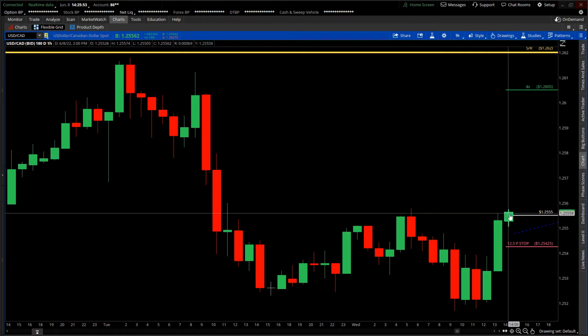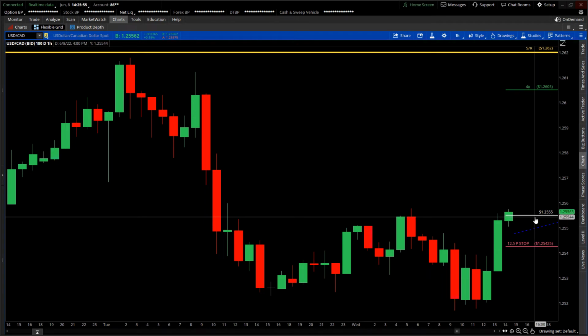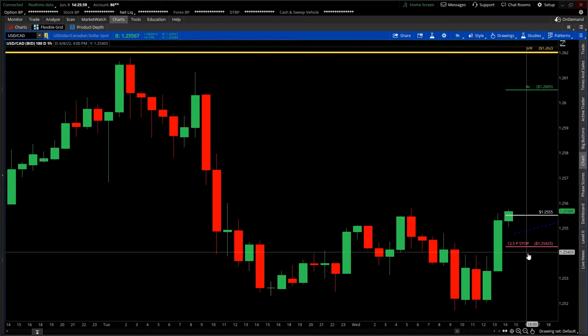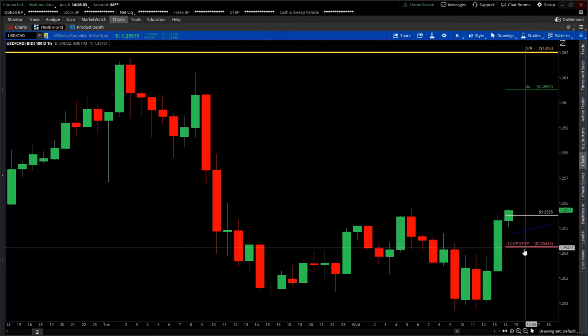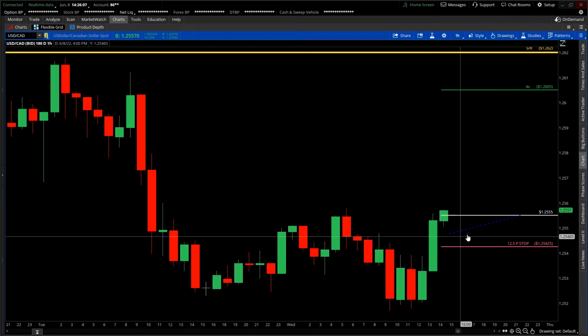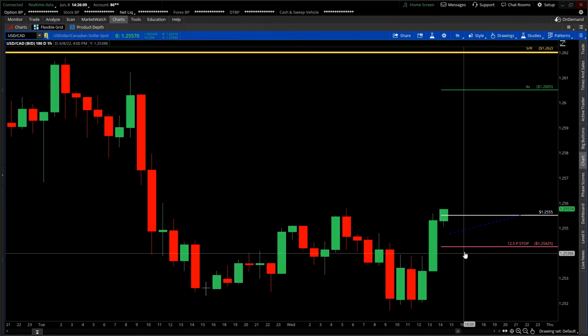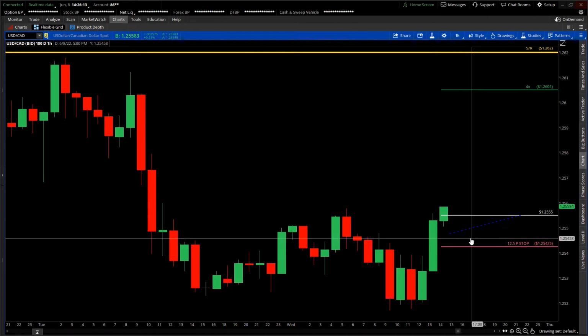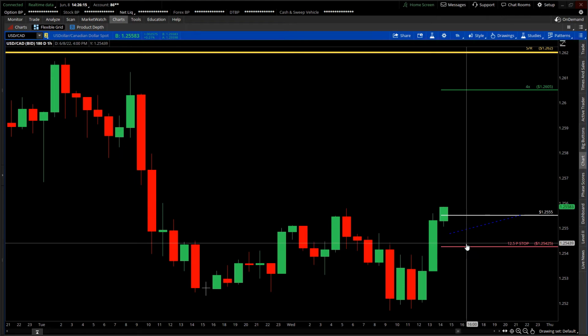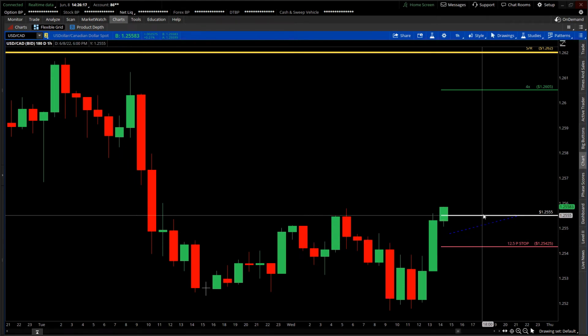The white line represents my entry price of $1.25. And I do have a 12 and a half pip stop, which is identified by this red horizontal line right here. So in the event that my assessment is incorrect and price falls below this, I'll have my stop in place to close out the trade for a minimum loss of about maybe $12, $13.